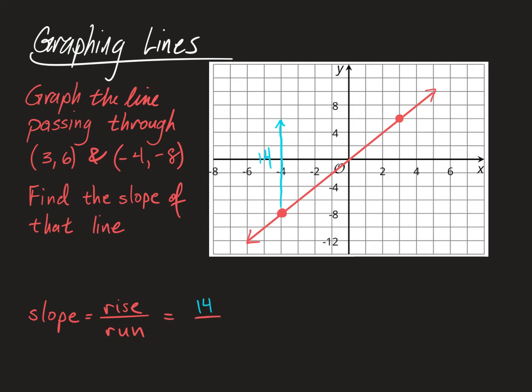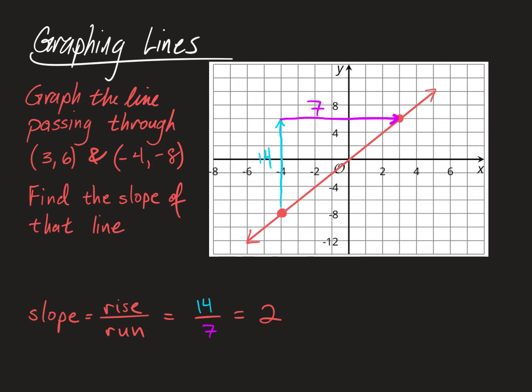All right, next we have to figure out how far we are running. And what that means is how far do we have to move horizontally. Rise makes sense for vertical, run makes sense for horizontal. So all we have to do is come over here and from that point where we stopped, run to the next point. Turns out that is a run of 7. And once we get this, we can simplify this fraction to be 2. So the slope of this line is 2.